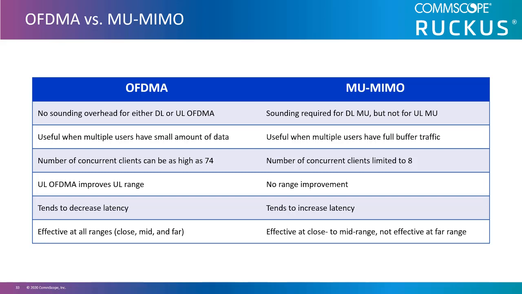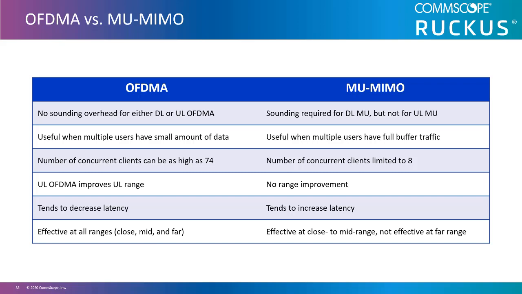With OFDMA, there is no sounding overhead for either download or upload OFDMA. I don't care where my clients are, I just allocate a chunk of the spectrum, so there is no concept of sounding within OFDMA. If I break a big truck into smaller chunks, which means I am transporting little boxes or small amounts of data, OFDMA is very applicable.